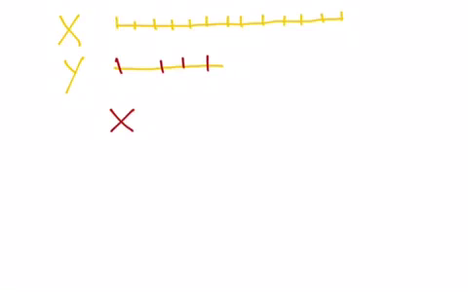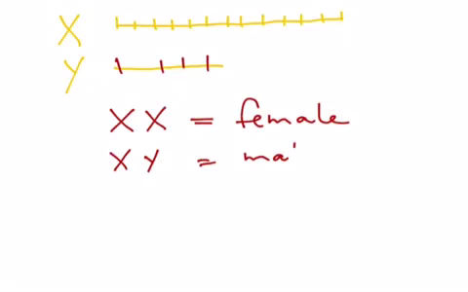Two X chromosomes would determine that you would be female. If you carry an X and a Y chromosome, then you would be male. And it's important to note that the Y chromosome is considerably smaller than the X chromosome, as you can see in the karyotypes earlier in this tutorial.